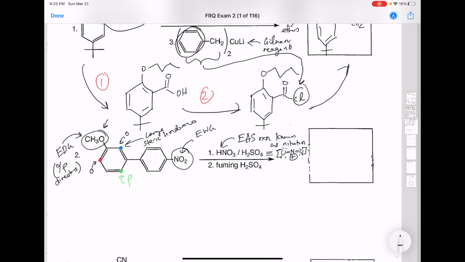And the question then is, okay, if the blue spot is marked out, what about the green spot? What about the para position? Well, let's compare it to the red position. And we find that both of these spots are next to a substituent. The red spot is next to a methoxy substituent, and the green spot is next to this large bulky substituent.